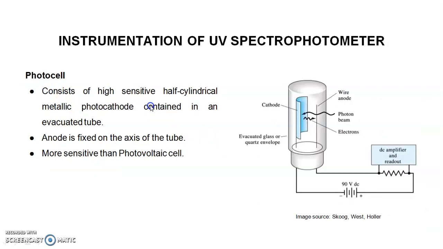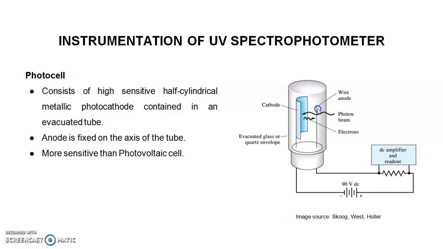Coming to the next one, which is a photocell. This consists of a highly sensitive half cylindrical metallic photocathode. You can see here, this is the diagram of the photocell. Here we have a highly sensitive half cylindrical metallic cathode, which is half cylindric in shape and contained in an evacuated tube. There is also an anode which is fixed on the axis of the tube. You can see this thin wire, and it is almost on the axis of this particular tube.